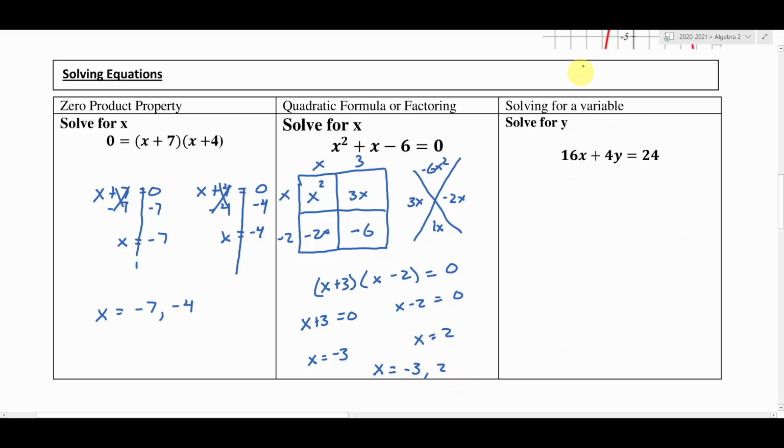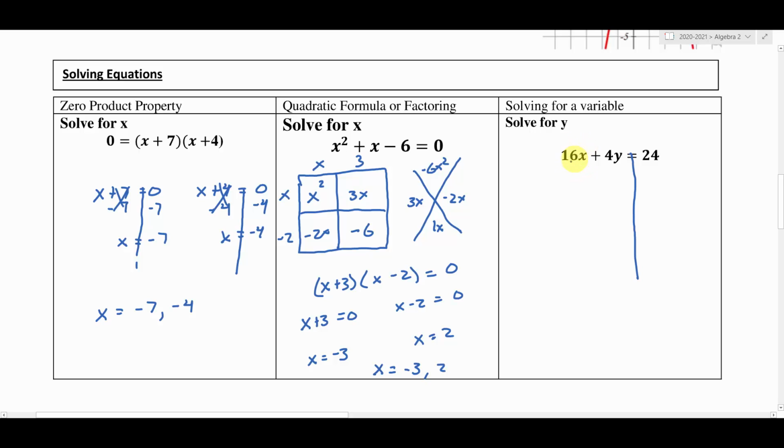All right, last equation that I'm going to talk about in the review here today is solving for a variable. You'll notice in this problem there are two different variables, x and y. It says solve for y, which is code word for get y by itself. Okay, so everything that's not a y, I'm going to move it over here with the 24. All right, so just draw a line and start moving things around.